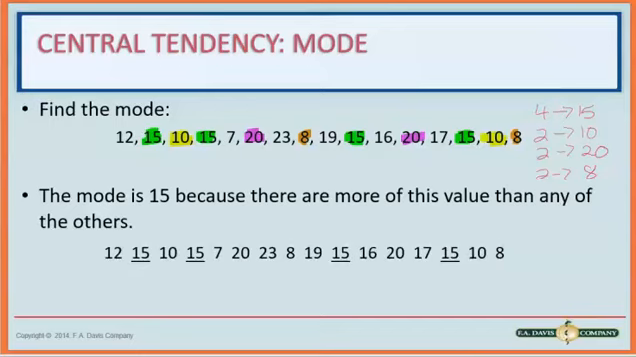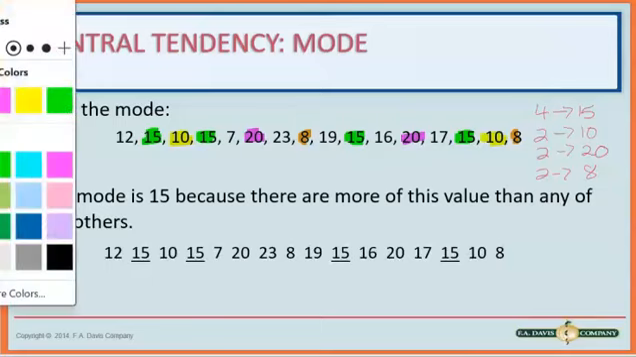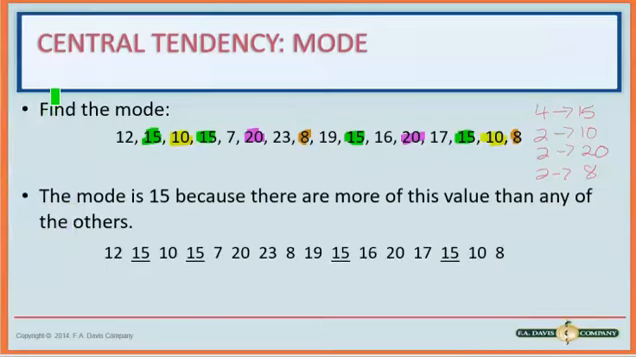So it looks like overall 15 is the one that shows up the most. So our mode for this set of data points is going to be 15 because it shows up the most. So 15 is our mode.